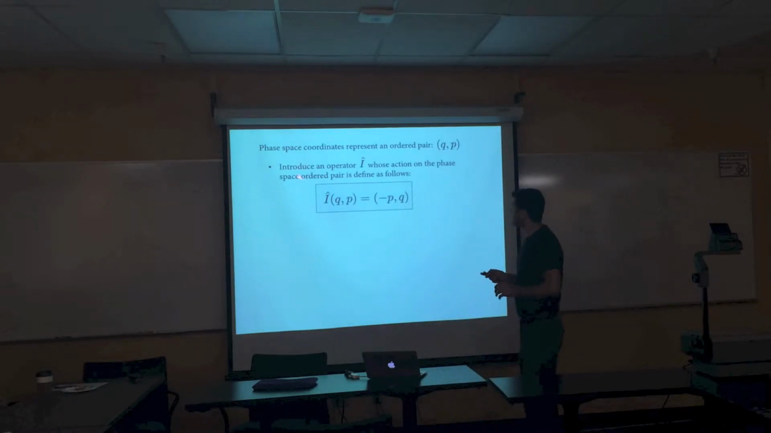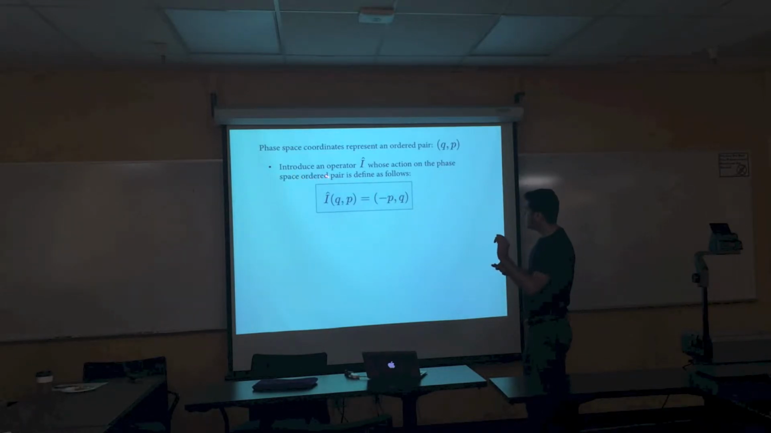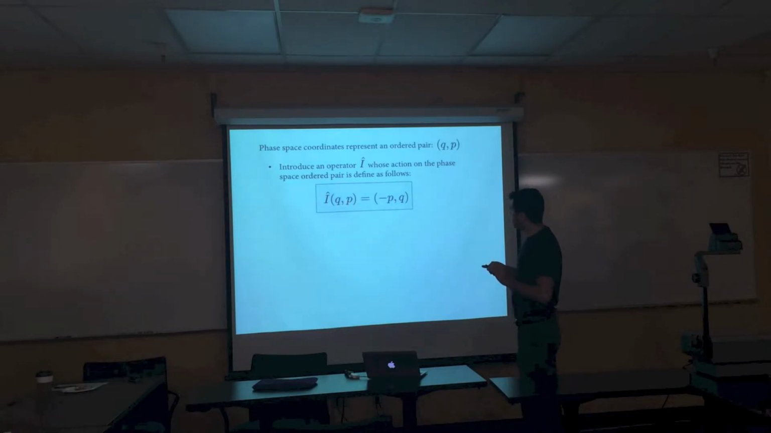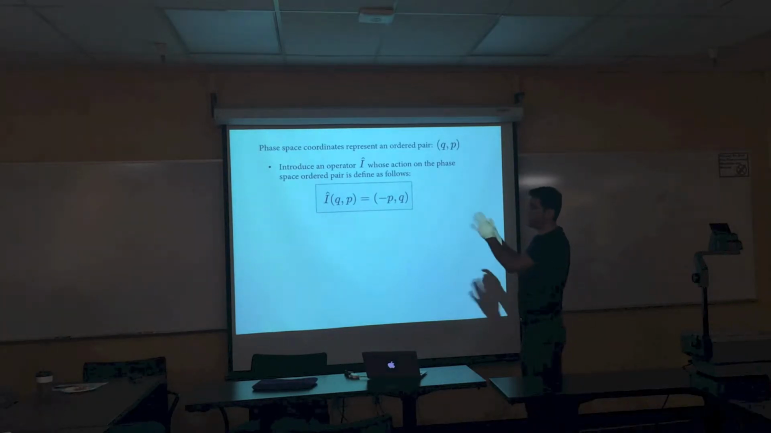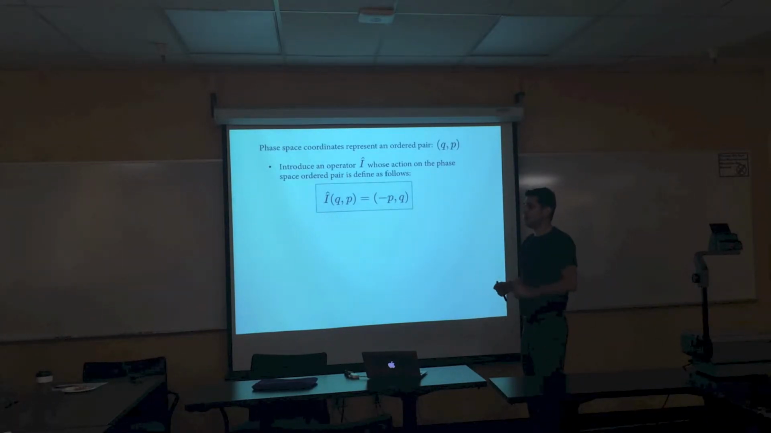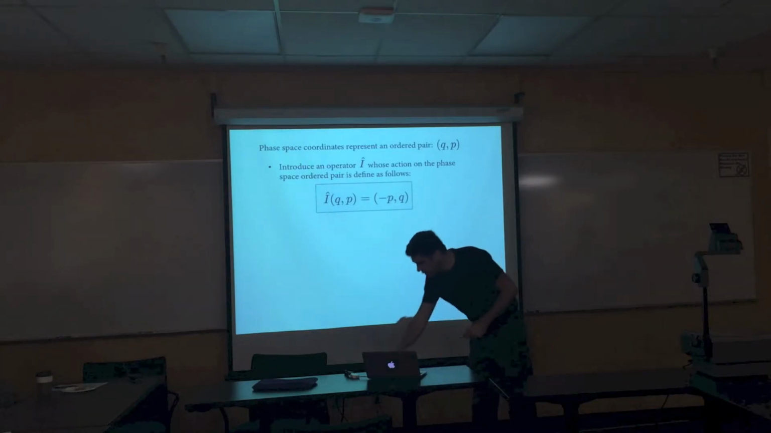And let us introduce an operator, I, whose action on this phase space point, ordered pair, is defined as follows. So I, acting on this pair, switches the variables and then reverses the sign of the second one. Okay? No problem, I can always just invent this kind of an operator. So it's an operator that simply acts on a phase space ordered pair.